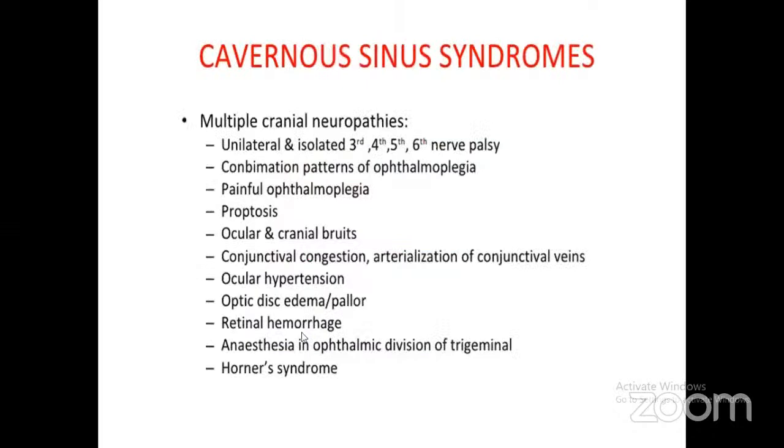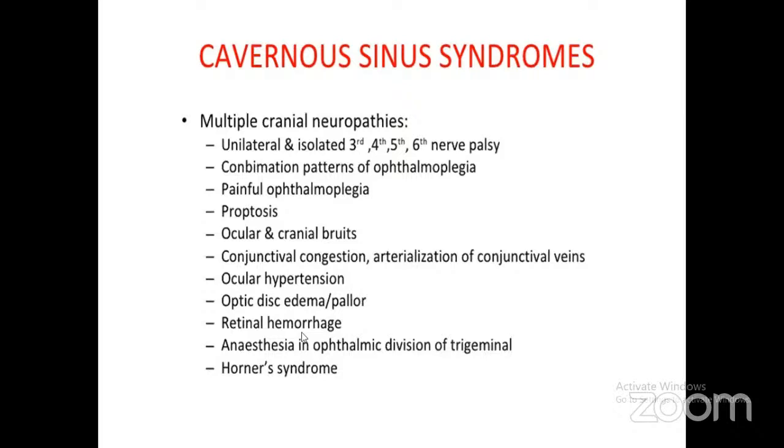So what happens there? There will be multiple cranial neuropathies because the oculomotor, trochlear, and the ophthalmic division of the trigeminal nerve are related to the lateral wall of the cavernous sinus, along with the maxillary division also. Whereas the sixth nerve is related to the medial side of the cavernous sinus, passing along with the internal carotid artery. So there will be ophthalmoplegia. Ophthalmoplegia means paralysis of extraocular muscles.